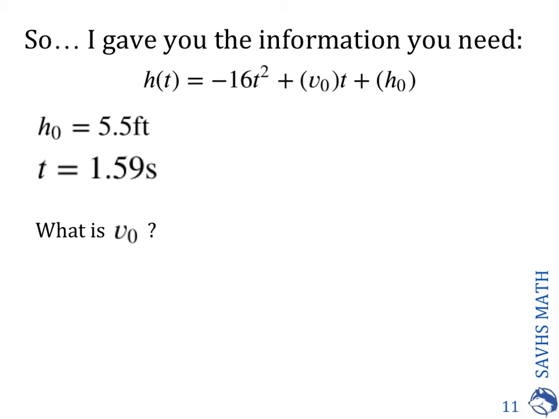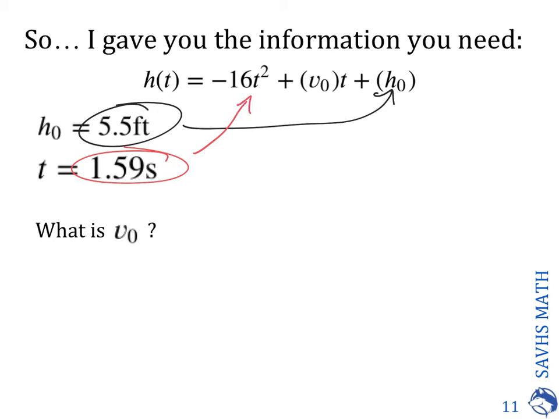Okay, same exact process going on here. I'm going to put my 5.5 feet in for my h naught, my initial height, and then I'm going to put my 1.59 seconds in for t in both places. The height after 1.59 seconds is going to be 0 because it hit the ground right there.